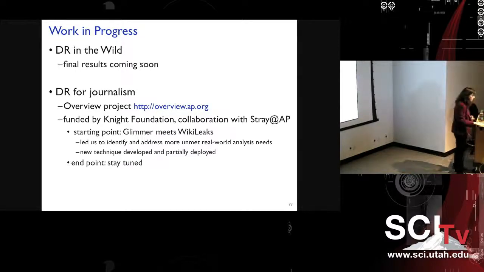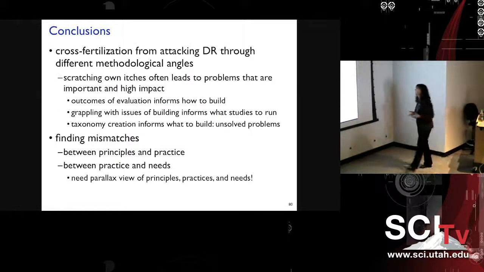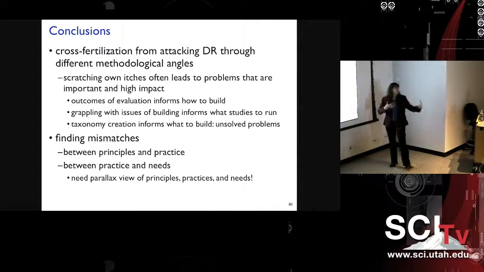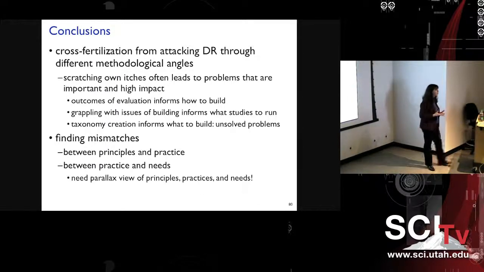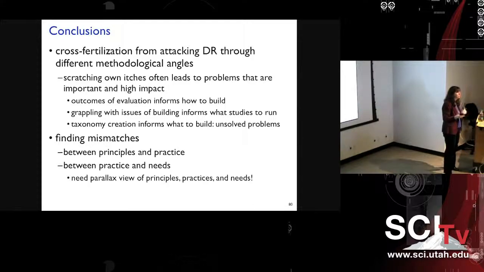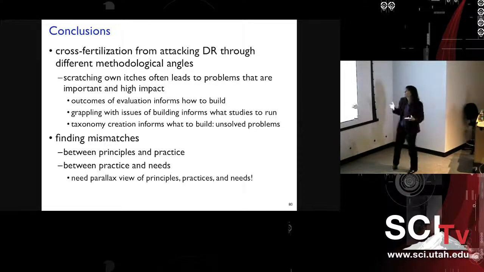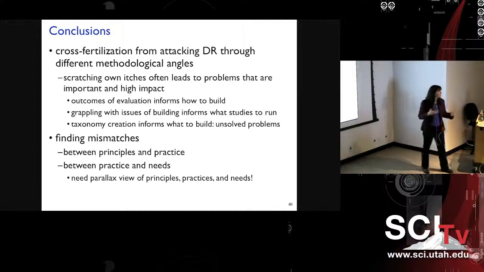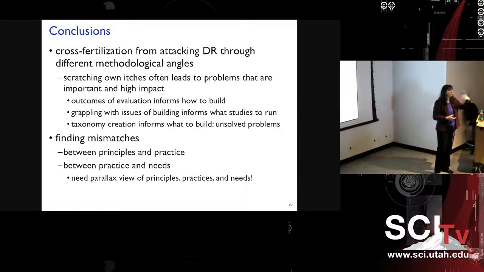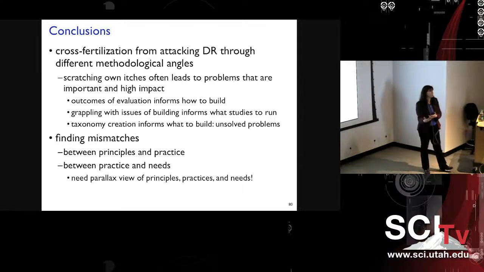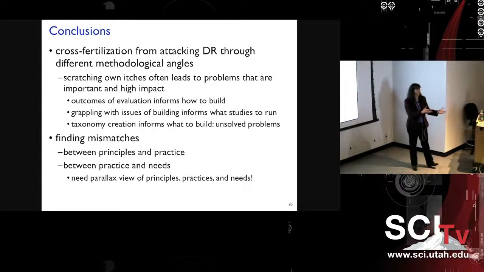Stay tuned for that. So to wrap things up, what I've tried to do is give some examples of how going back and forth between different angles of attack can actually lead to some interesting questions about, well, what work should I do next? And what I found is that trying to scratch my own itch has often led me to these problems that have had relatively high impact, because what happens is, as I do evaluation, then I figure out what I actually want to build next in terms of techniques. And then when I'm wrestling with how to build things, I end up understanding, well, here's the study I really would run.